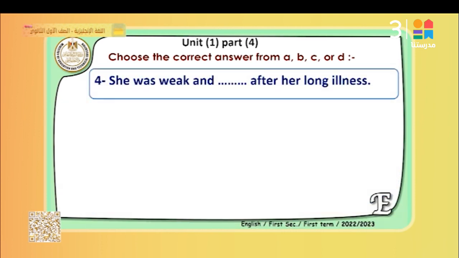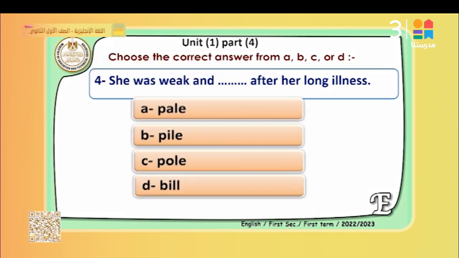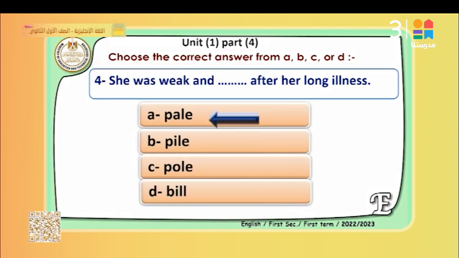Question number four. She was weak and after her long illness. What happens to us after a long illness? We feel pale. You remember the word pale? It means that he is white in color.